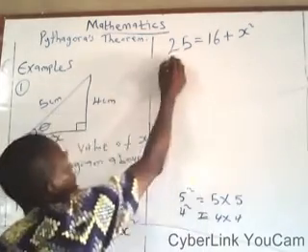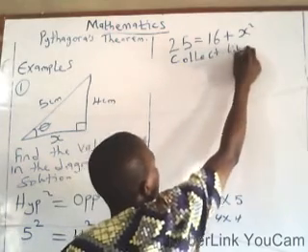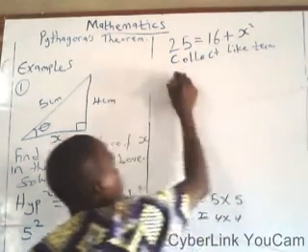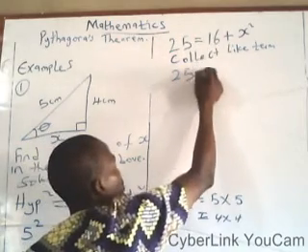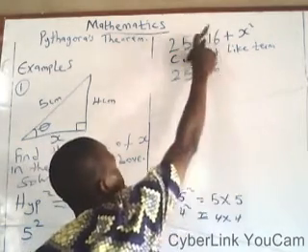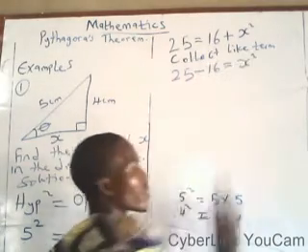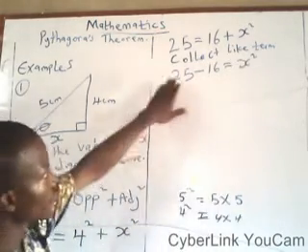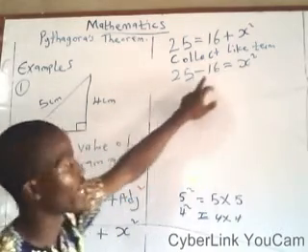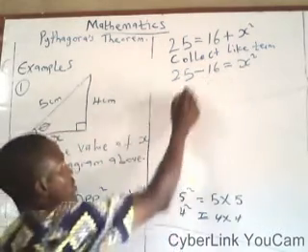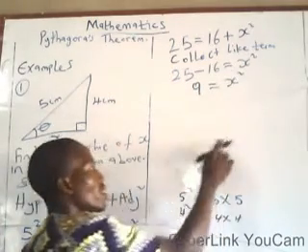If you collect like terms, then we now have 25. Let this 16 come to this side, minus 16. It is plus before, but by the time it crosses the equality sign, it is minus. Now we have 25 minus 16 is equal to x squared. 25 minus 16 is what? That is 9 is equal to x squared.